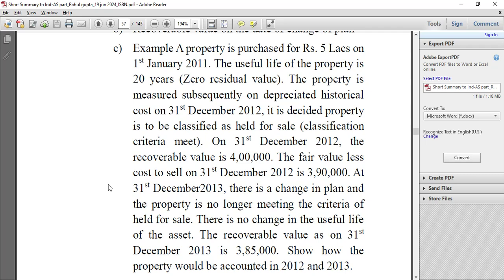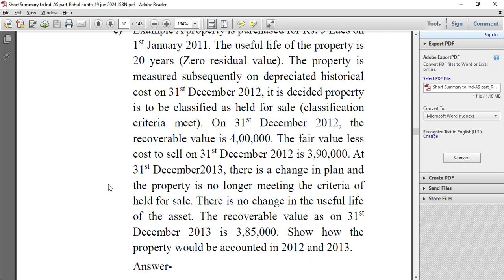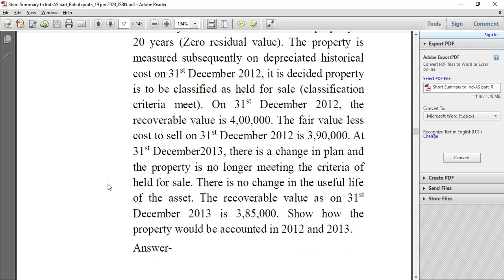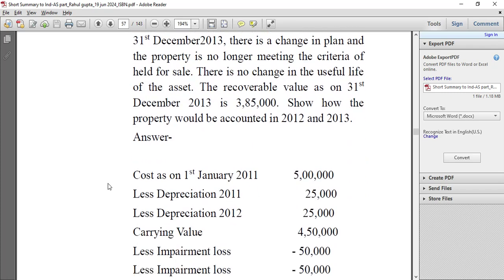At 31st December 2013, there is a change in plan and the property is no longer meeting the criteria as held for sale. There is no change in useful life of the asset. The recoverable value as of 31st December 2013 is 385. Show how the property would be accounted in 2012 and 13.